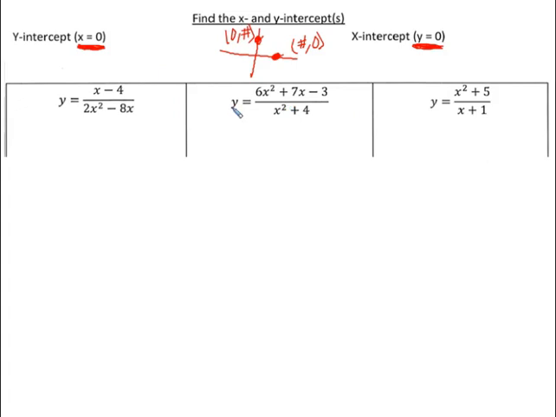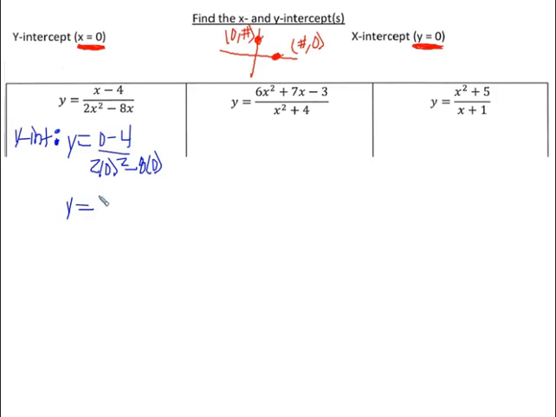Now these are the same three examples as before. We already found the domains of these three examples. Now we're going to find the x and y intercepts. Let's do the y-intercept first. To find the y-intercept, the x value is always 0. So if we know the x value is 0, let's put 0 in for all of our x's. Simple substitution.